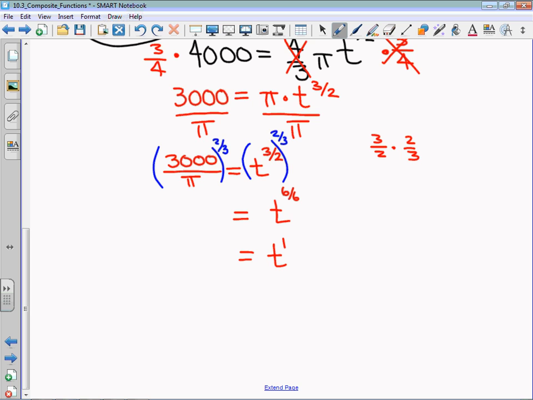Now, the left-hand side, 3,000 divided by pi to the power of 2/3, is pretty ugly, and I would recommend using your calculator. The one thing I do want to write, before I grab my calculator, is that you could write 3,000 divided by pi to the power of 2/3 as the cube root of 3,000 divided by pi squared. Those are equivalent to each other. I'll just quickly write the exponent rule, which is x to the power of n over m is the mth root of x to the power of n.